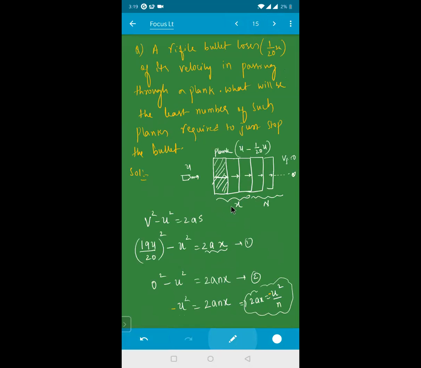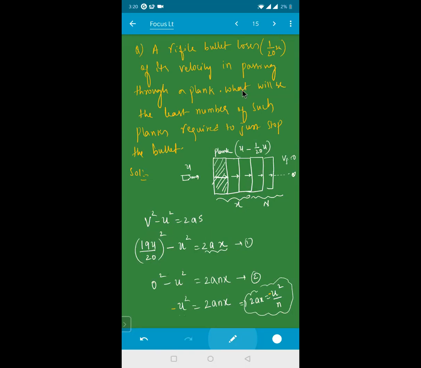Try to do this problem twice and thrice, you will get an idea how we have done that type of a problem. See the first part of a question. Initial velocity is u. After traveling a distance of x, the velocity is losing 1 by 20th. So it is u minus 1 by 20 of u. So for that one, I got one equation: v square minus u square is equal to 2as. Velocity is u minus 1 by 20, so that is nothing but 19 by 20 u whole square. So initial velocity is u, 2a into u. The distance I am traveling is nothing but x.